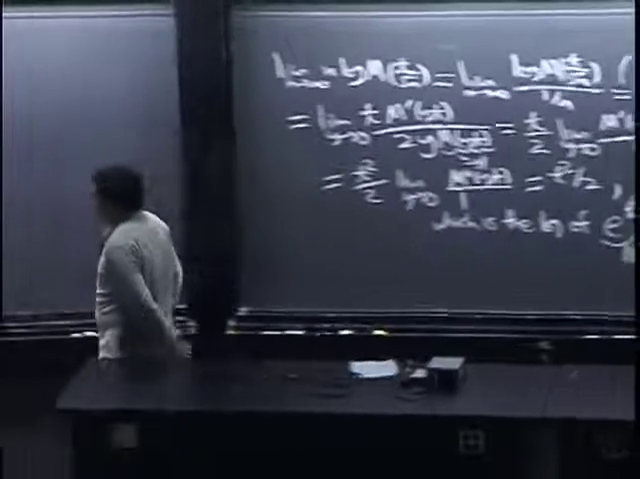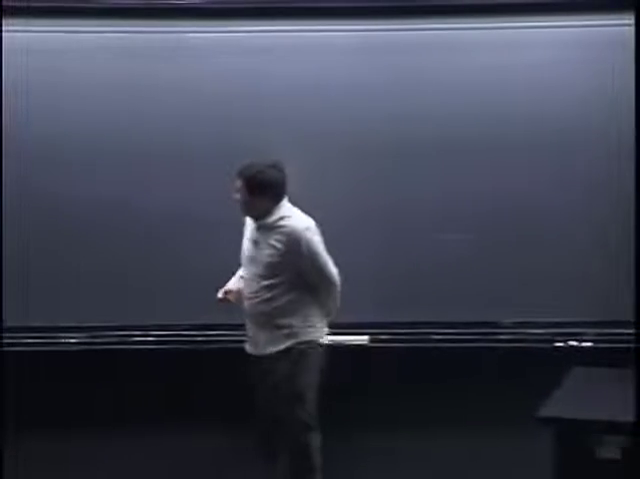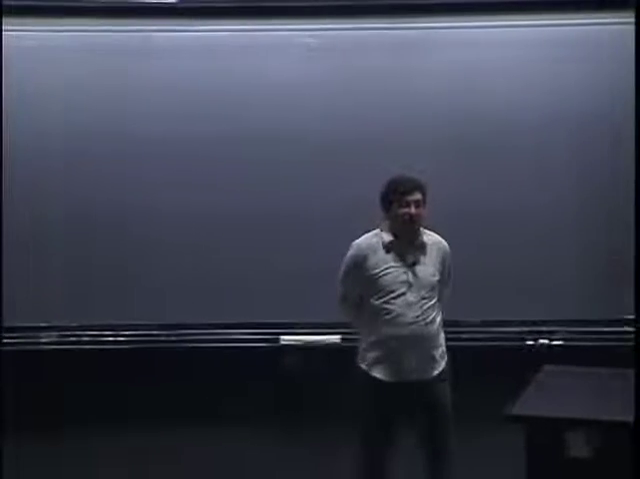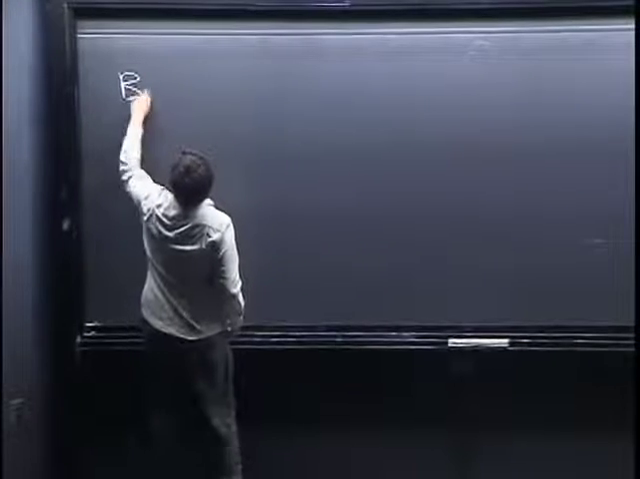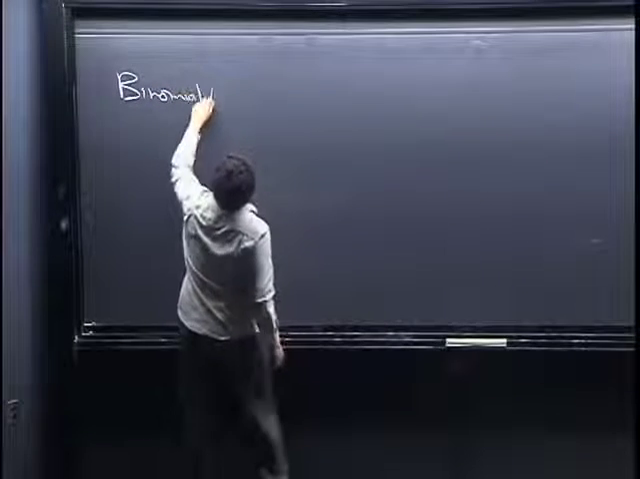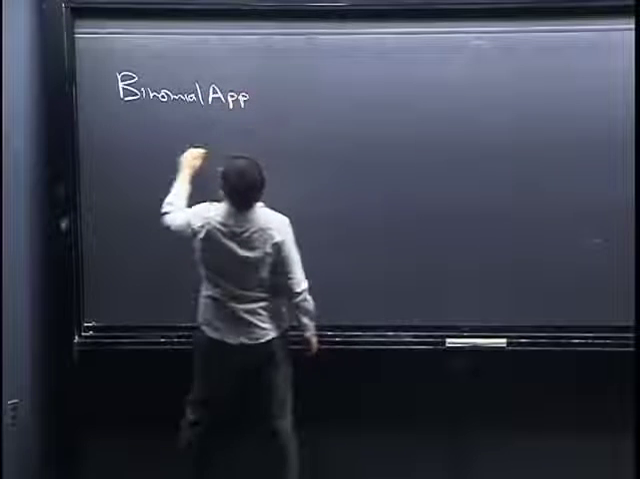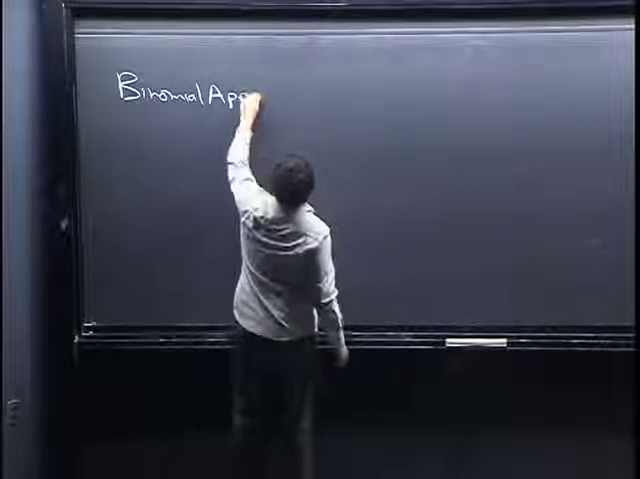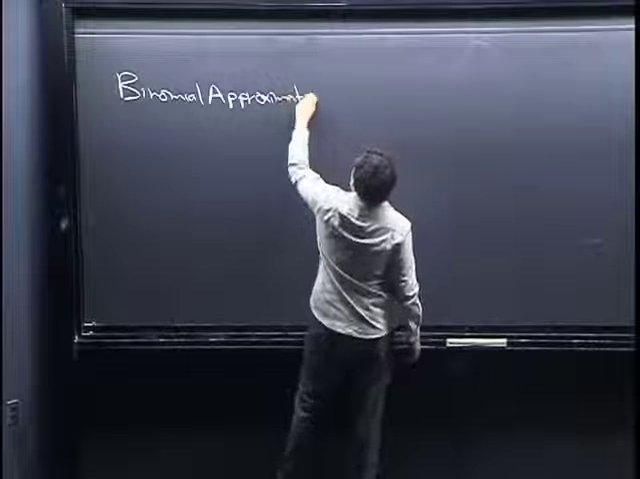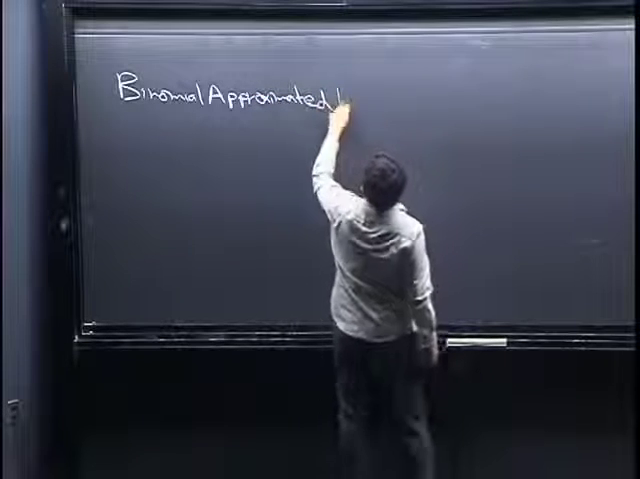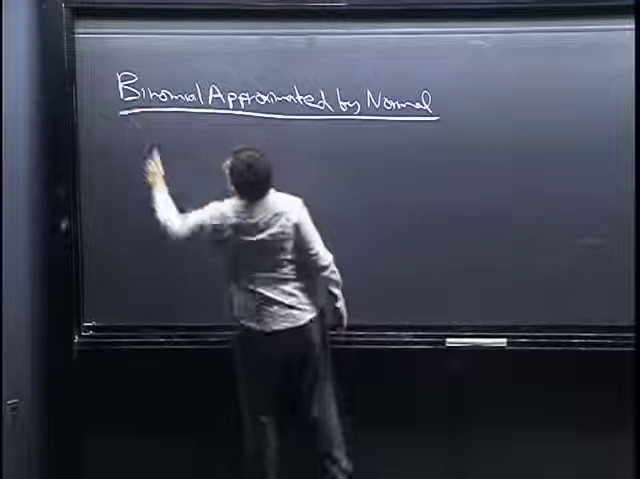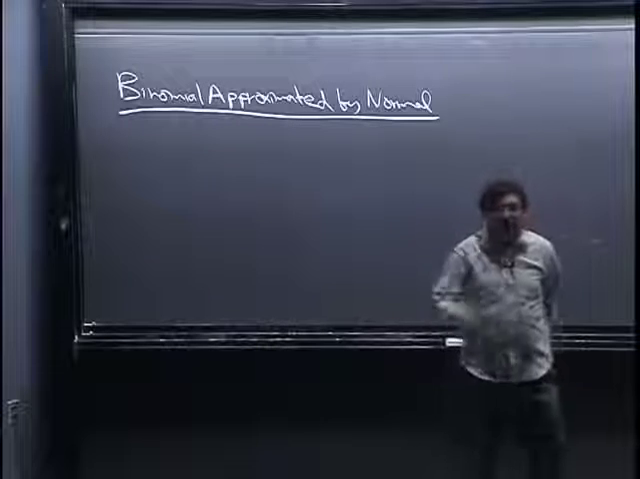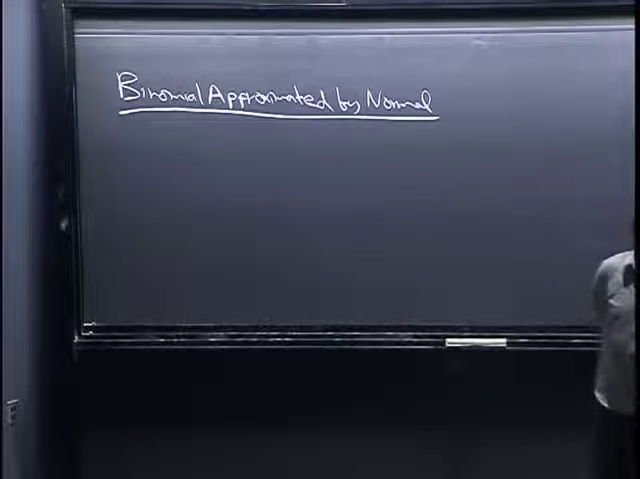Okay, so the question is when can we approximate a binomial using a normal, and how do we do that? So this is the normal approximation, a binomial approximated by a normal. It's the normal approximation to the binomial. When is that valid? To contrast it with the Poisson approximation that we've seen before.